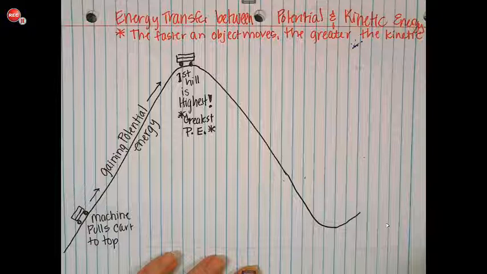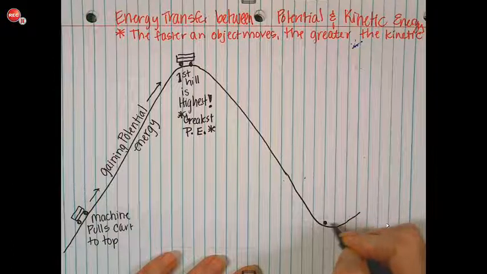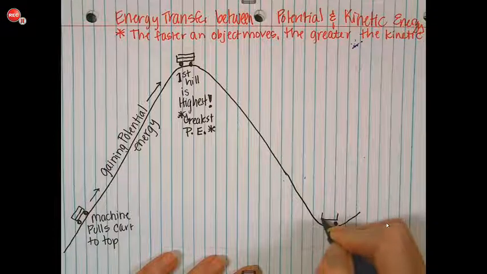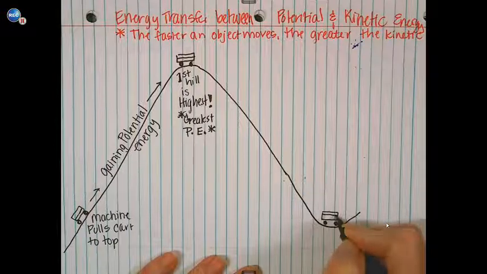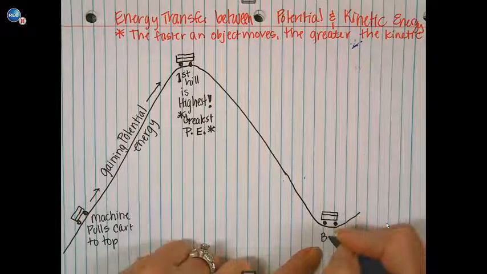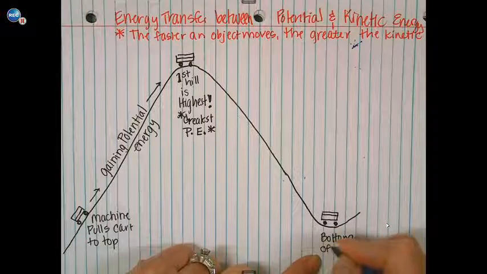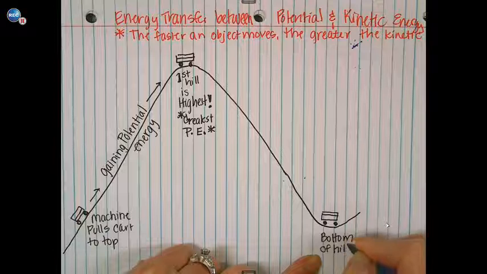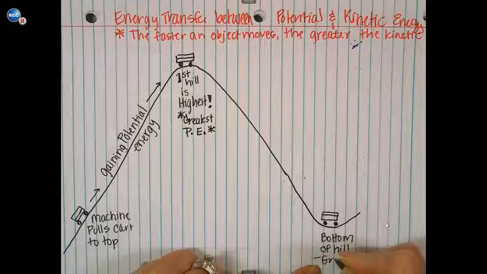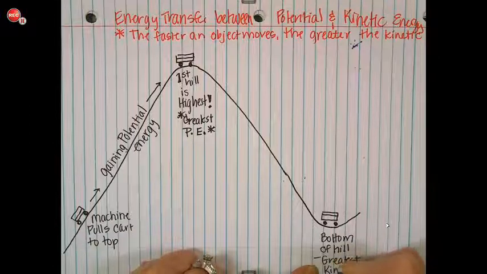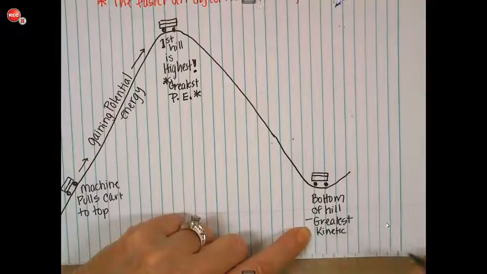kinetic energy. Where is the cart going to be going the fastest? Well, once it reaches this first bottom, it's going fastest. So at the bottom of the hill, we have our greatest kinetic energy because it's moving the fastest.